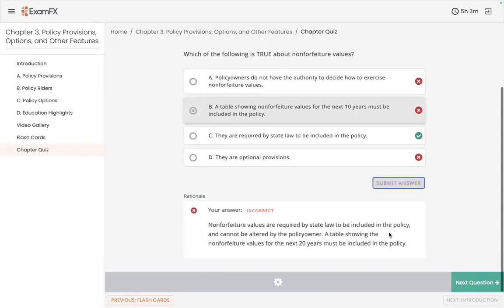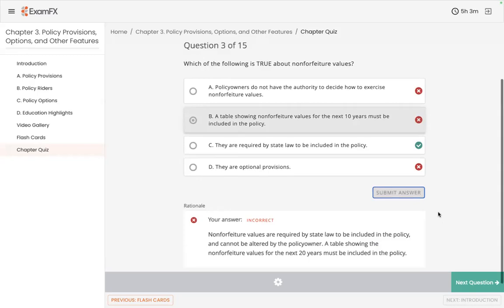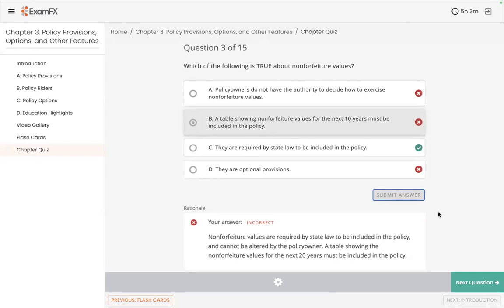I don't know. I'm not sure about this one. Yeah, me neither. There it is. They're required by state law. And I was going to say that one. I was like, well, it's the state. Yeah, that was just going to be my guess. So let's see. Non-forfeiture values are required by state law to be included in the policy and cannot be altered by the policy owner. A table showing the non-forfeiture values for the next 20 years must be included in the policy. Got it. All right. They're required by law.